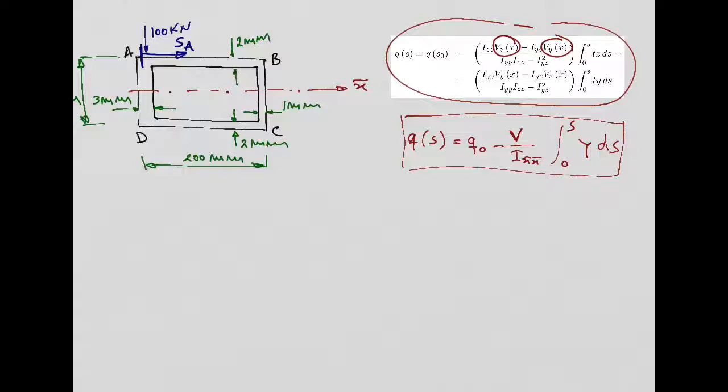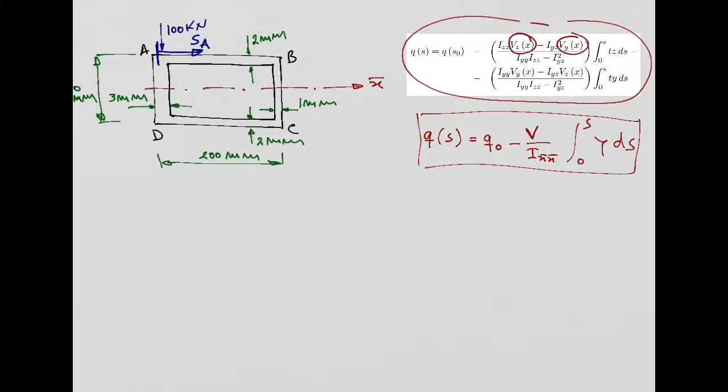Is I_yz 0 because it's symmetric? Yes, the product of inertia. When we have symmetric cross sections, the product of inertia is equal to 0. It would only be something if it was unsymmetric. If it is unsymmetric, you need to use this full equation then. But I will always give a symmetric one. I'm a nice guy.